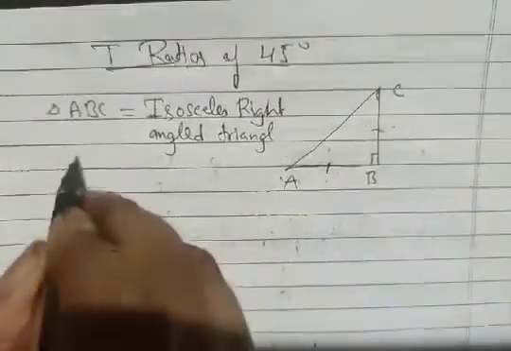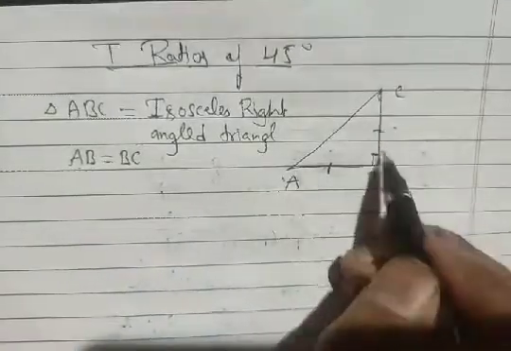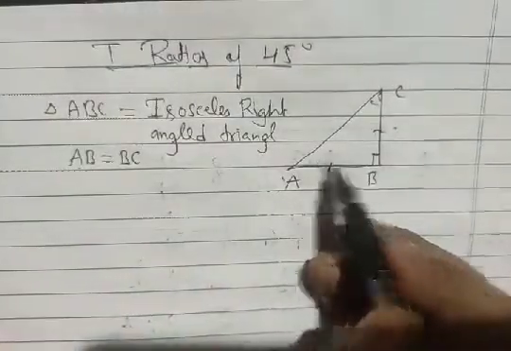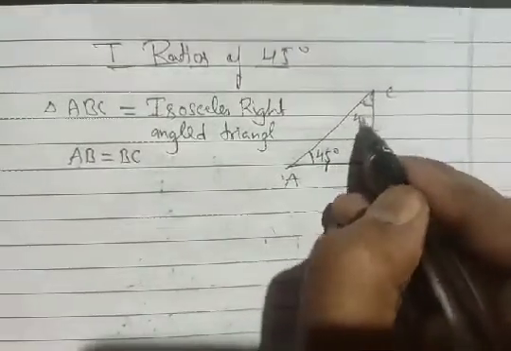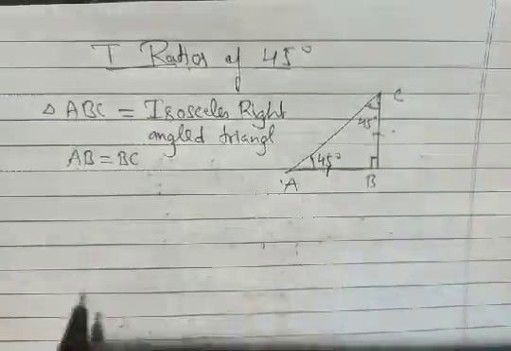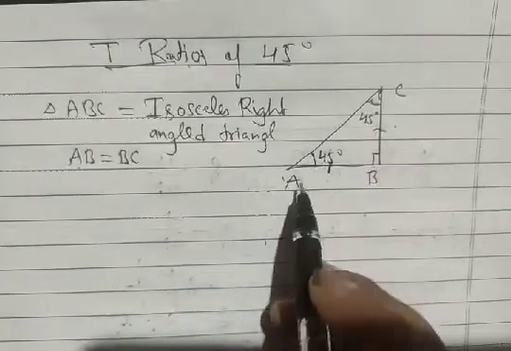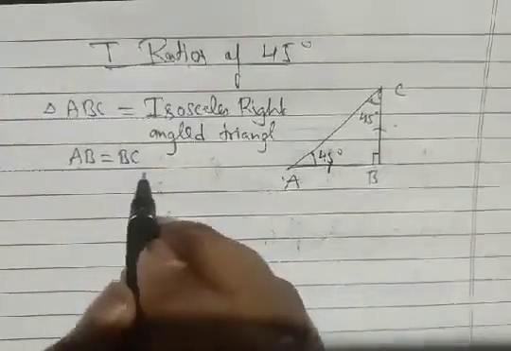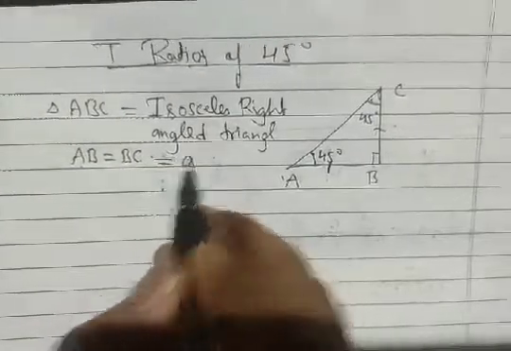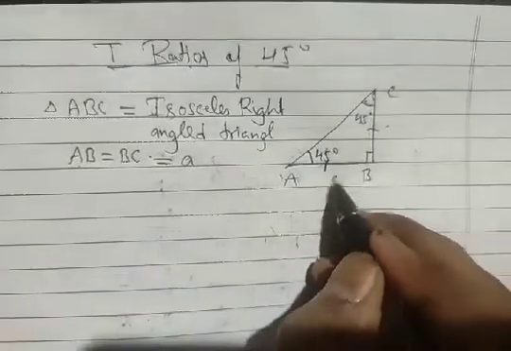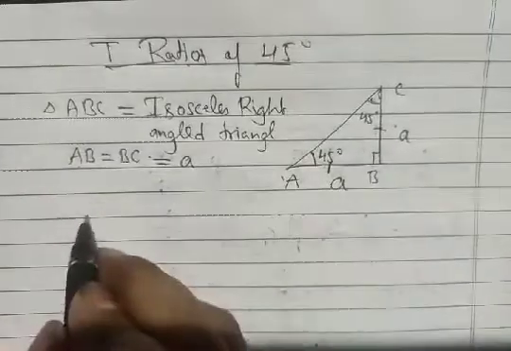In this triangle, AB is equal to BC. Since this is 90 degrees and AB is equal to BC, the opposite angles are also equal. Then both angles are 45 degrees. Now we have the right isosceles triangle ABC. For convenience, suppose the equal sides are A. Then by Pythagoras theorem, what is the value of AC?